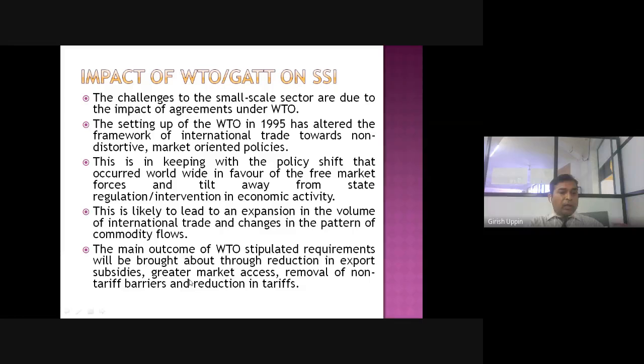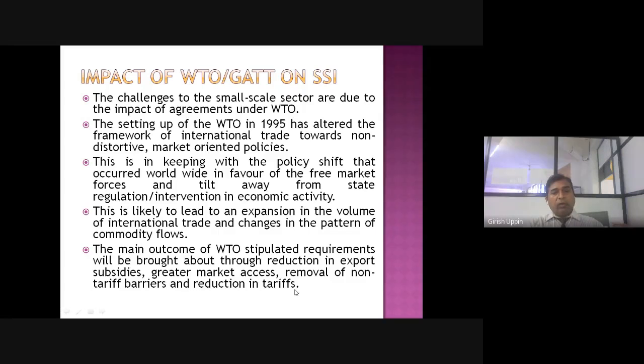Another thing is greater market access. Whoever signed the WTO had to open up their markets so that any sector is accessible to the foreign countries or the foreign trades. Removal of non-tariff barriers. Some of the countries used to put up non-tariff barriers. Okay, so those have to be reduced, and reduction in the tariffs.